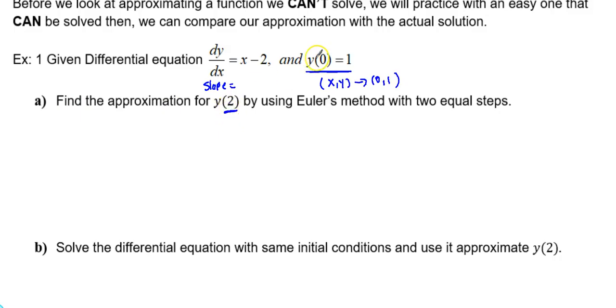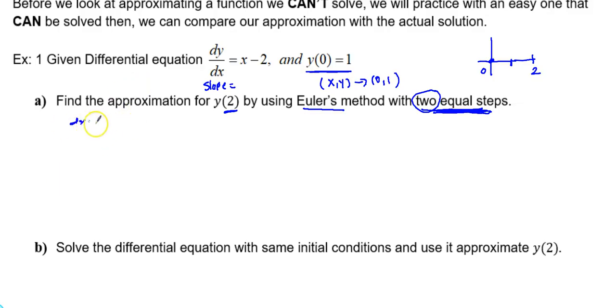That means you are starting at 0, but you have to jump to 2. You have to use Euler's method with 2 equal steps. So pretend that you are at 0 and you have to approximate at 2, taking 2 steps. So what will be the length of the step? That's what you have to understand. The dx is the length of the step.